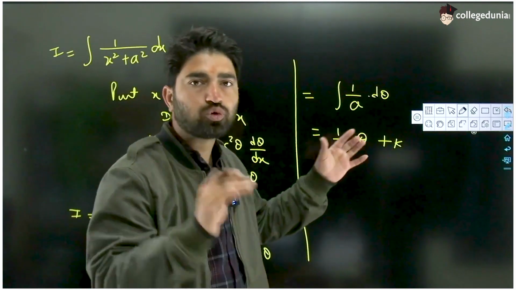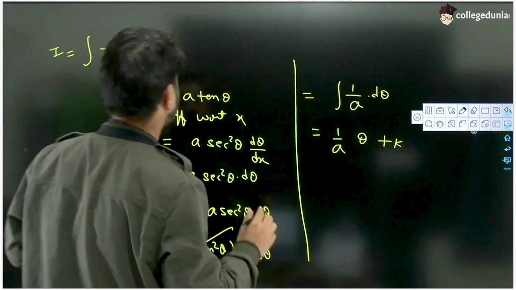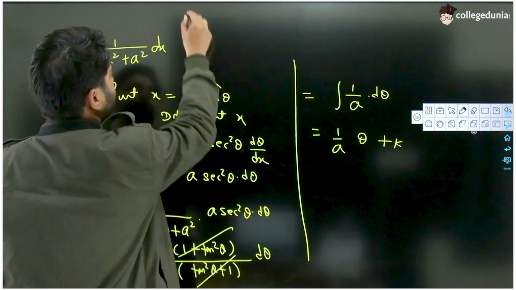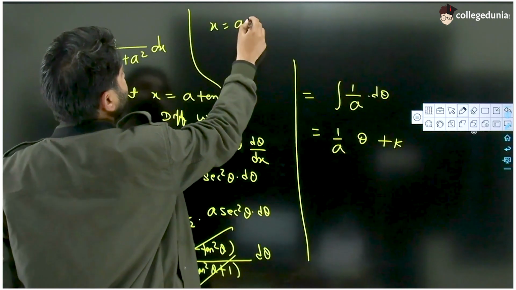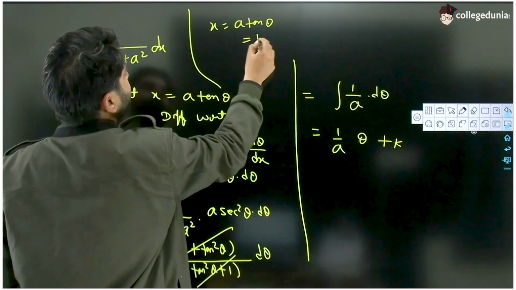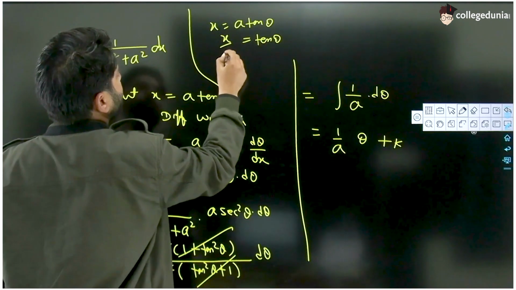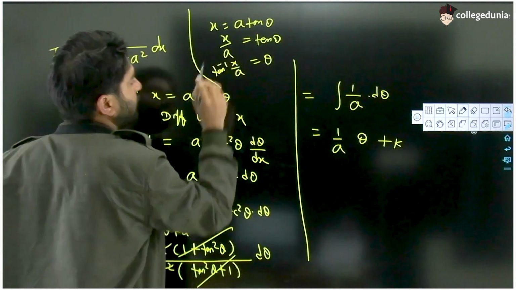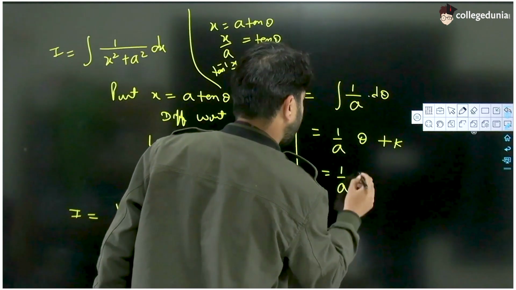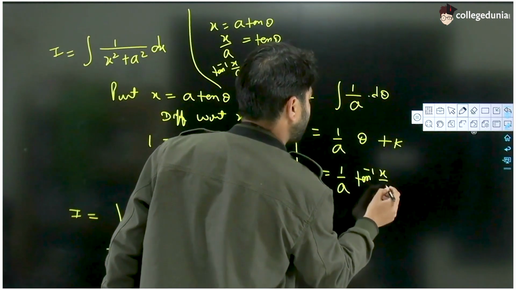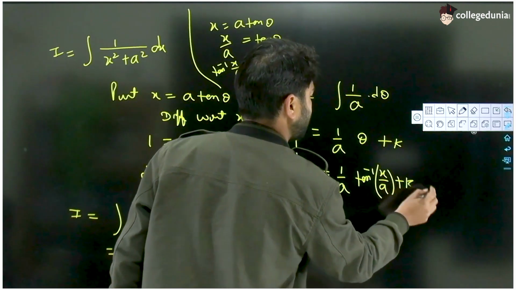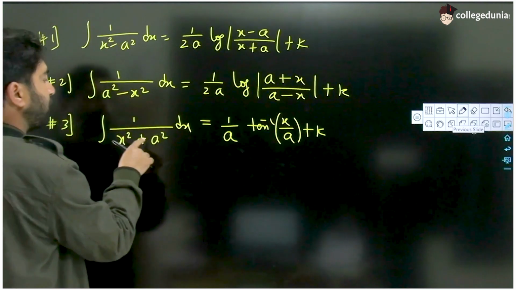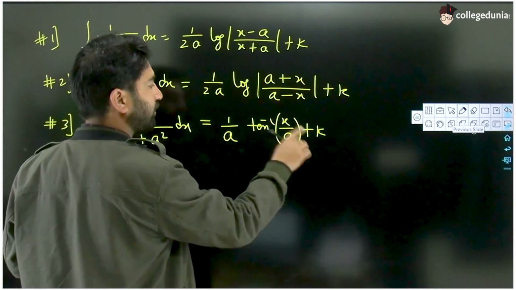Now we have to bring this theta back in terms of x. So we will bring this theta in terms of x once again. We have x equal to a tan theta, which means the value of tan theta is x by a, and the value of theta is tan inverse x by a. So 1 upon a tan inverse x by a plus k. That's what I have written there. The integration of 1 by x square plus a square will be 1 by a tan inverse x by a.